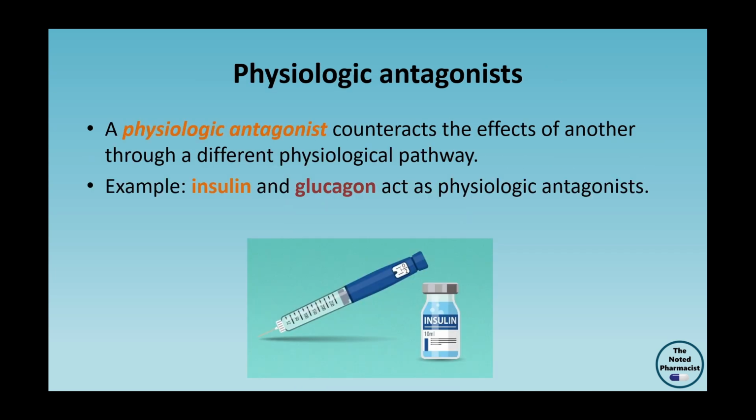The third type of antagonist is called a physiologic antagonist. A physiologic antagonist is a substance that counteracts the effects of another by working through a different physiological pathway, rather than directly interacting with the same receptor. For example, insulin and glucagon act as physiologic antagonists. Insulin lowers blood glucose levels, while glucagon raises them, balancing blood sugar via separate mechanisms.